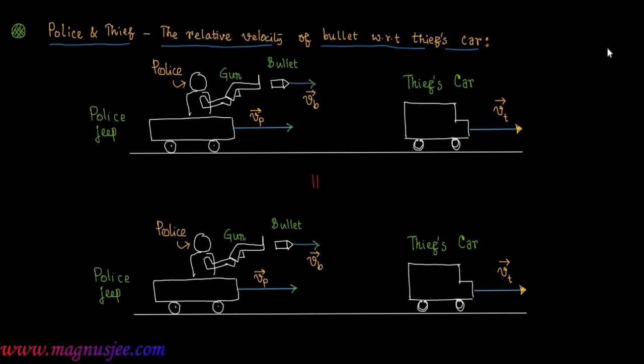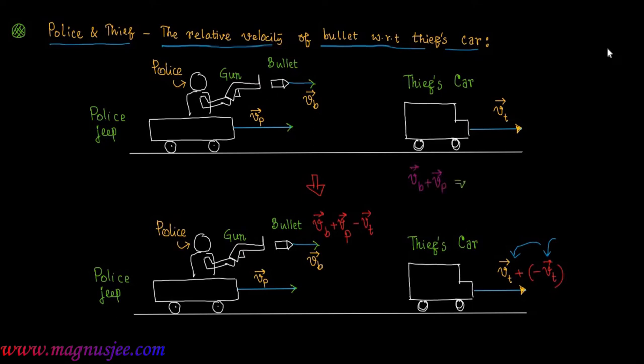Now the relative velocity of the bullet with respect to the thief's car is vector VB plus vector VP minus vector VT. Also, the relative velocity of the thief's car with respect to the thief's car is vector VT plus, under bracket, minus vector VT. That means equal and opposite velocity of the thief's car, that is minus vector VT, is imposed on vector VB, and also minus vector VT is imposed on vector VT.